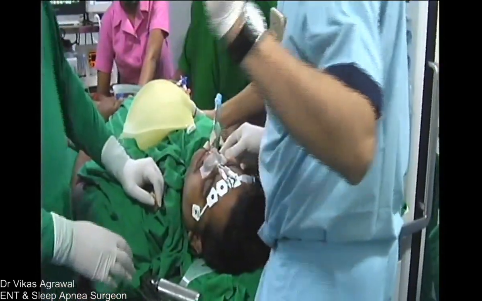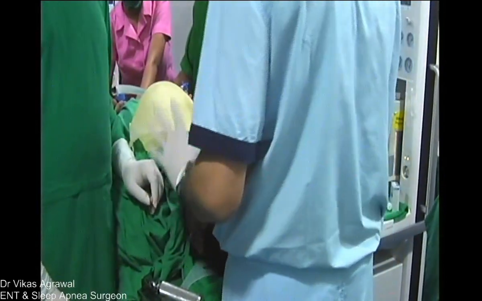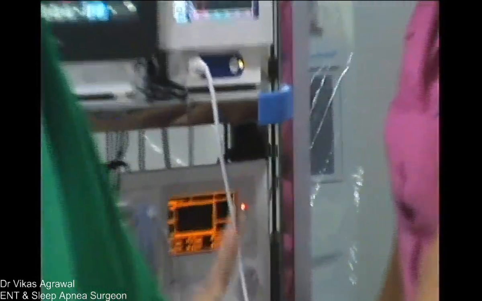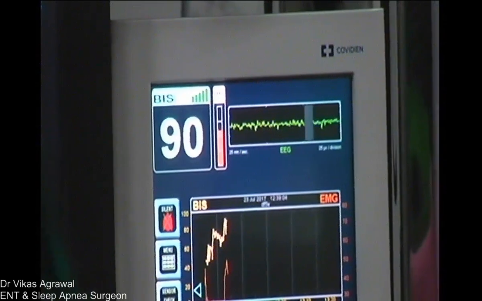Could you see that? Now he is showing you the extubation first. Kalpesh is showing you the extubation. See, the BIS is 90. Show the BIS at 90. See, the BIS is at 89, 90, and show the patient.